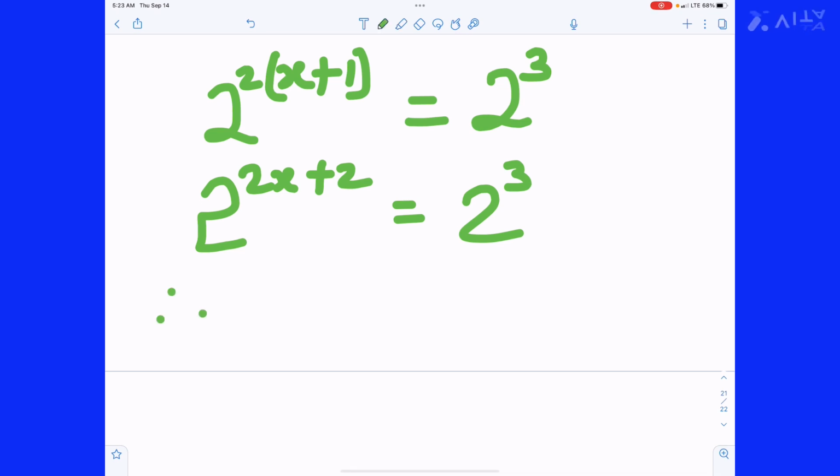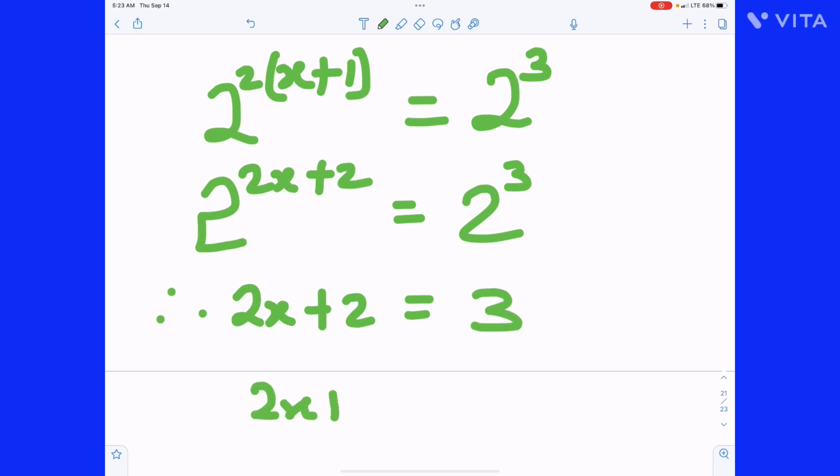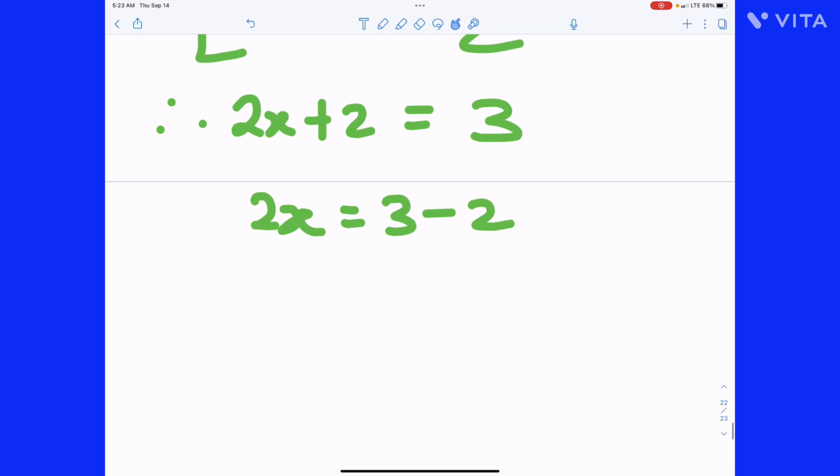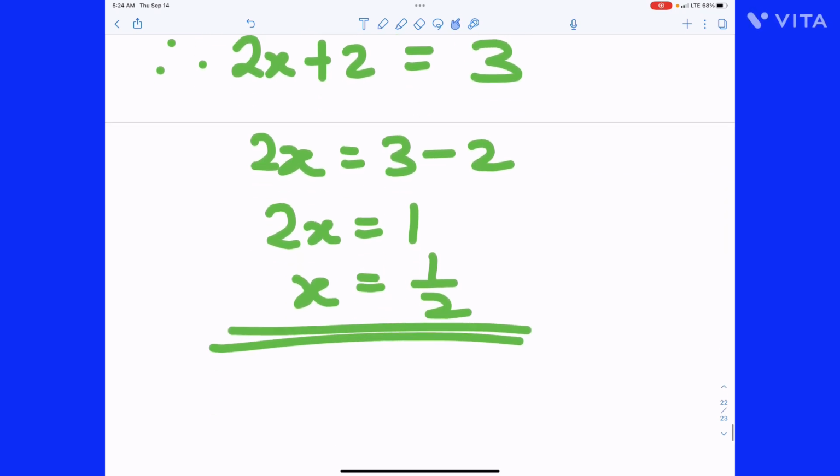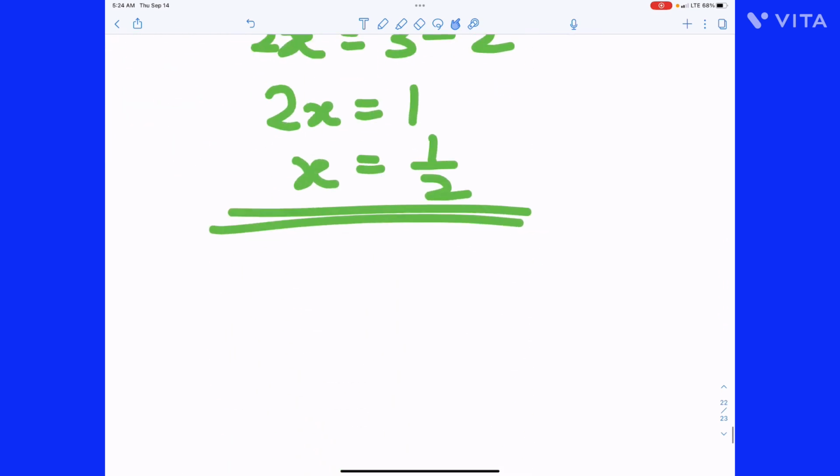Now the bases are the same. I can equate powers. That will give me 2x plus 2 is equal to 3. That's 2x is 3 minus 2. 2x is 1. x is 1 over 2. So that's the answer to that.